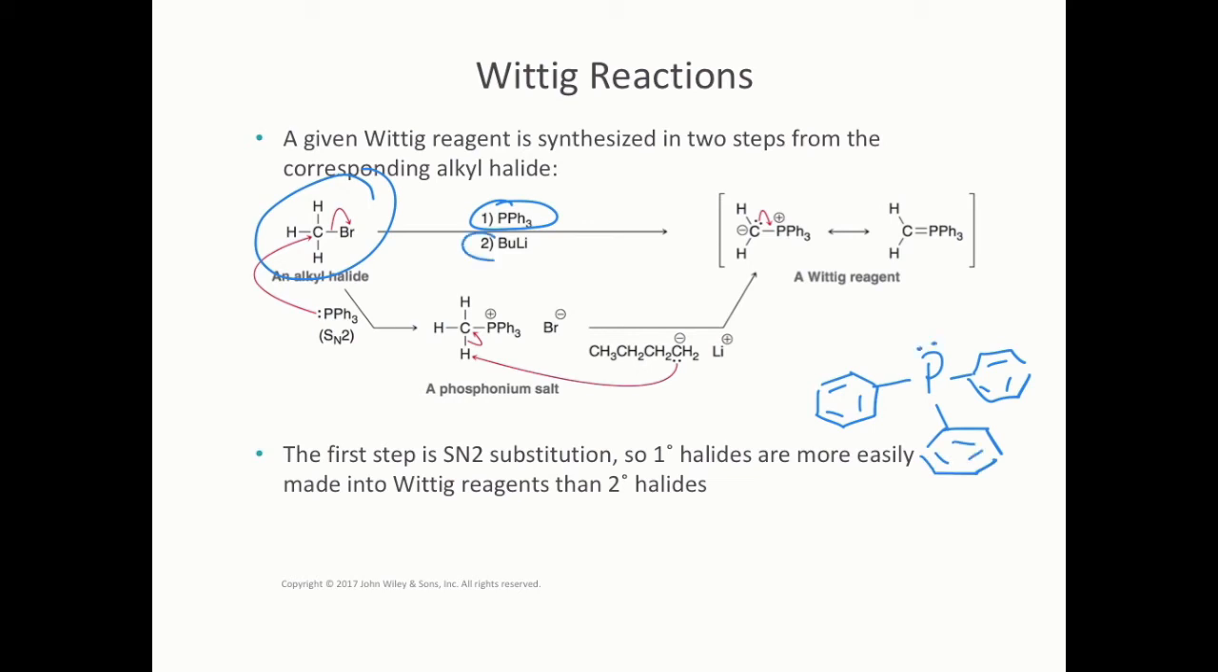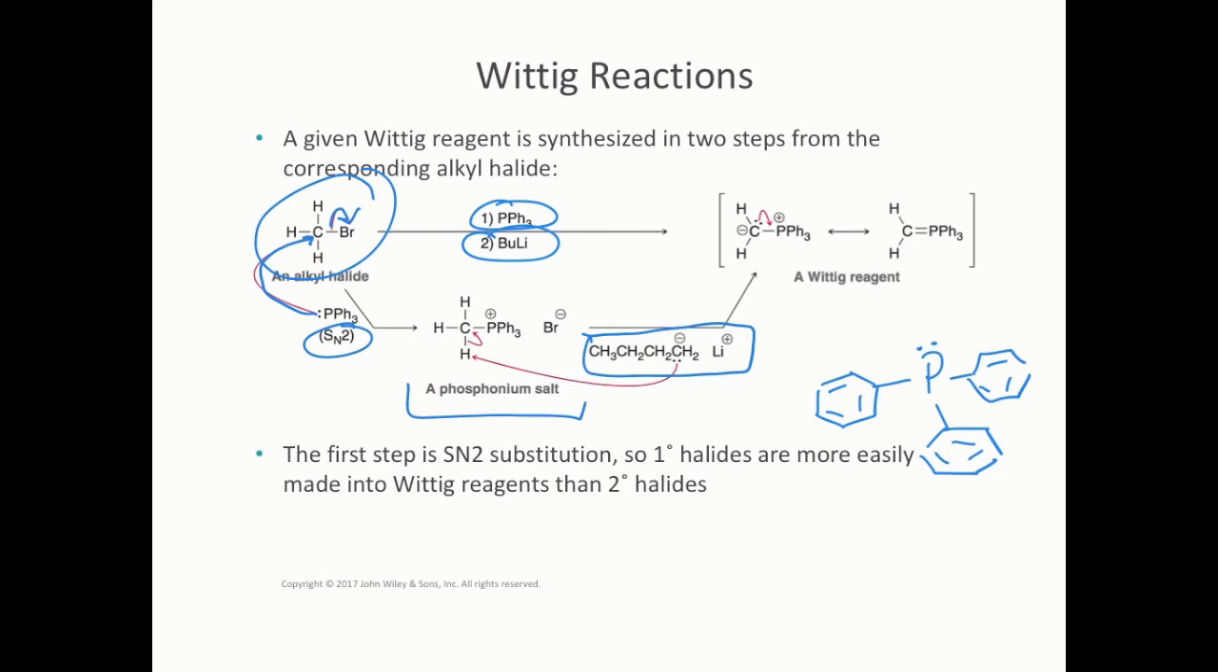And then after that you add something called butyllithium, which is a 4-carbon alkane that is negatively charged on one end. And it is an extremely, extremely strong base. So in the first step, we're going to do an SN2 reaction where the phosphorus is the nucleophile. So it attacks this carbon and kicks off the halogen. And then you get to this intermediate, which is a phosphonium salt.